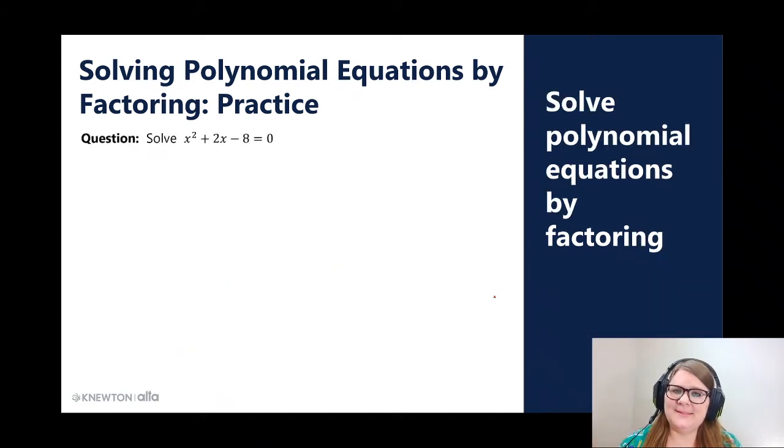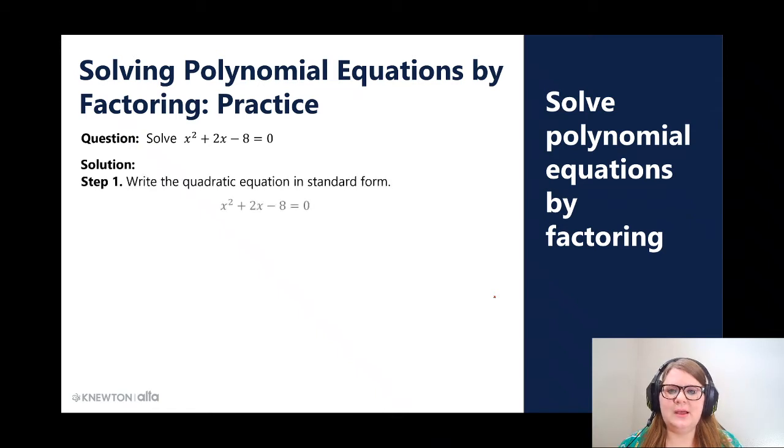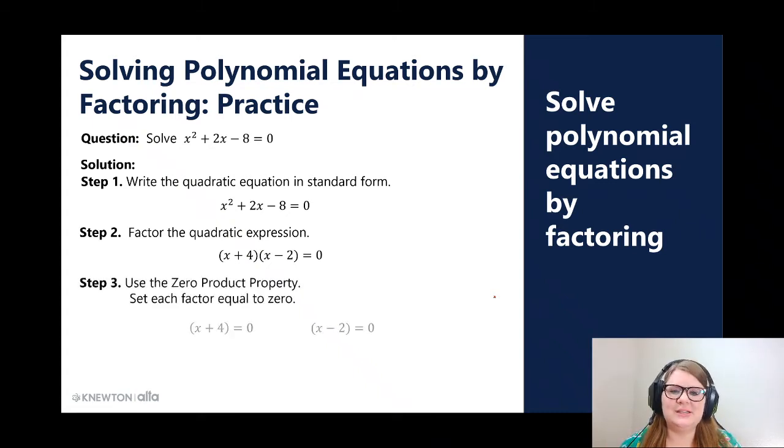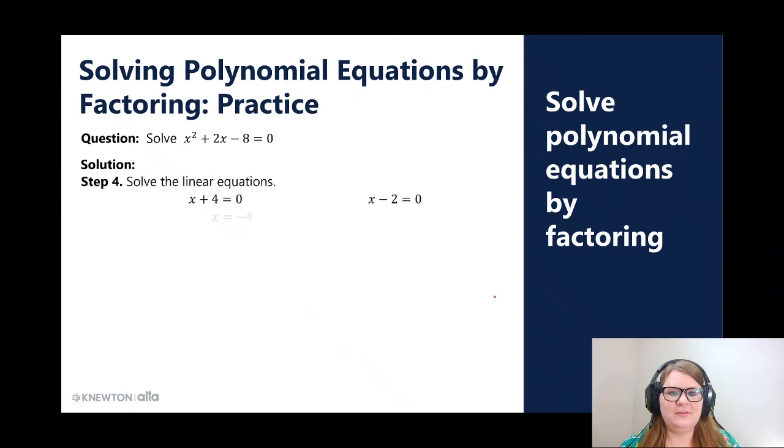Now, what happens if I'm given an equation like this, x squared plus 2x minus 8 equals 0, where it's not already in factored format? Well, that just means that you have to do the factoring in this case. So what two numbers multiply to negative 8 and add to 2? Well, first of all, it's already in standard form. I know that 4 and negative 2 multiply to negative 8, and 4 plus negative 2 equals positive 2. So now I've factored it. I can set each of my factors equal to 0. I can solve: x equals negative 4, x equals 2.